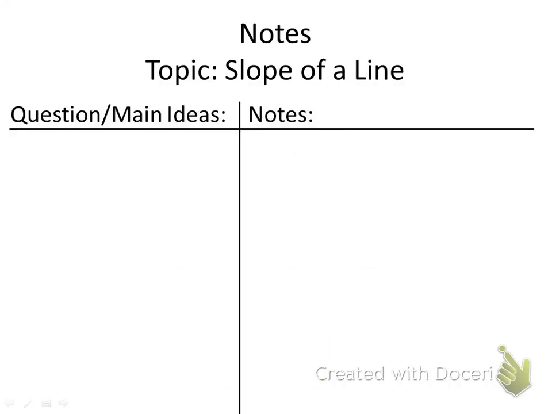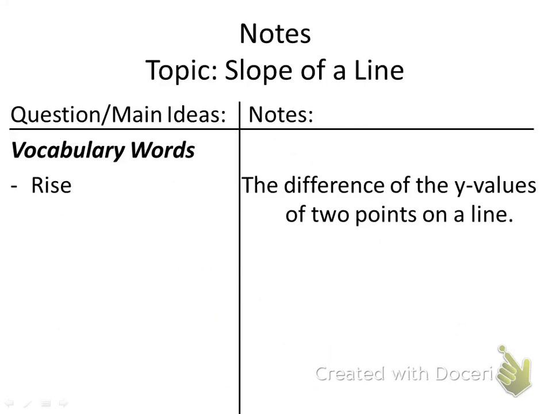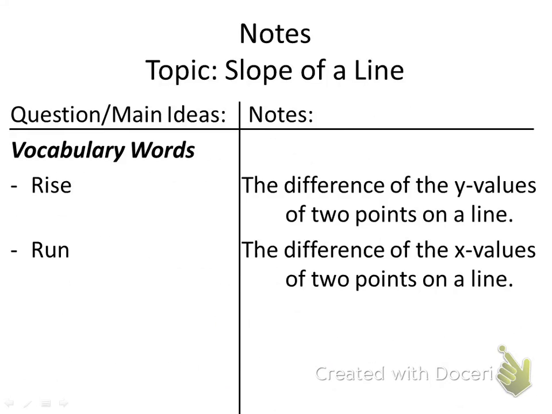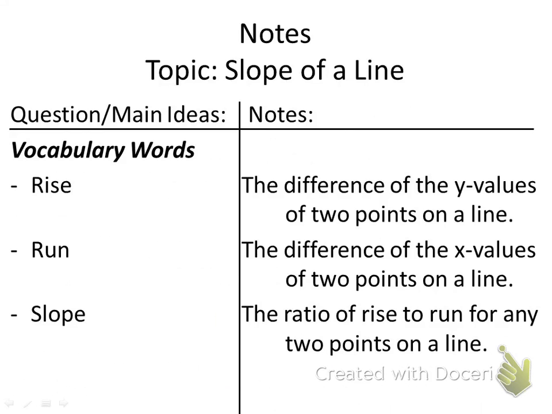The first vocabulary word we have is rise. Rise is the difference of the y values of 2 points on a line. The second word is run. Run is the difference of the x values of 2 points on a line. The third word is slope. Slope is the ratio of rise to run for any 2 points on a line.